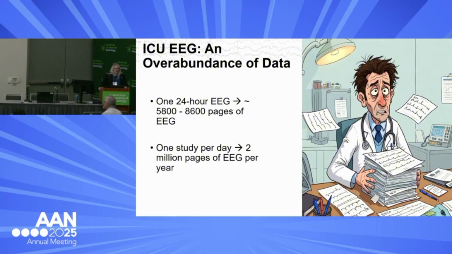So ICU EEG generates a lot of data. Depending on how quickly you read and depending on how many pages you do in a second, a 24-hour EEG generates between 5,800 and 8,600 pages of EEG. One study per day for one electroencephalographer who reads every day is going to generate 2 million pages of EEG per year, and that's a staggering number.